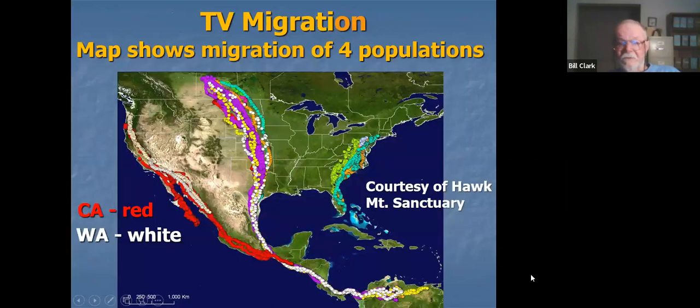So here is a composite map showing the migration using the satellite transmitters from these 4 populations. California's in red, Washington's in white, and many colors for the Saskatchewan study, and then green and yellow for the Hawk Mountain birds. And you can see that the migrations are pretty much north and south, but it's only the Saskatchewan birds and the eastern birds that go into South America. The ones from the west just go down into Mexico and Central America.